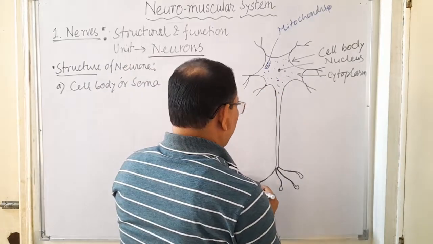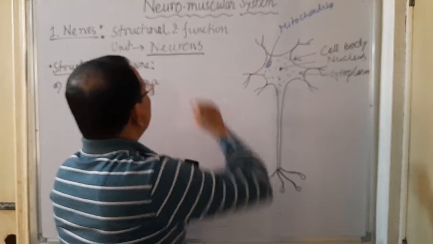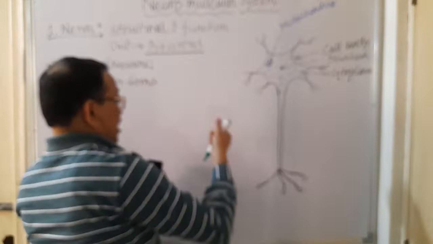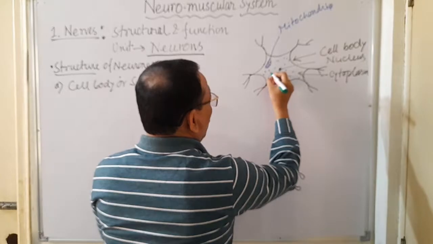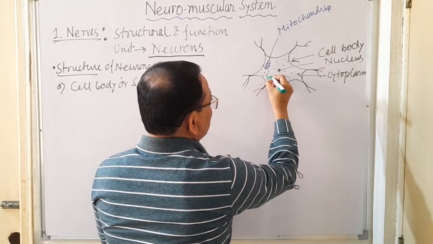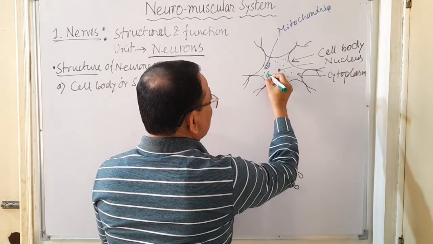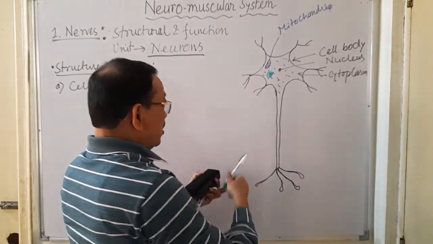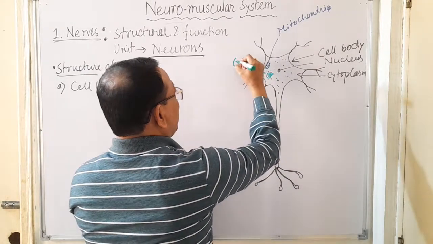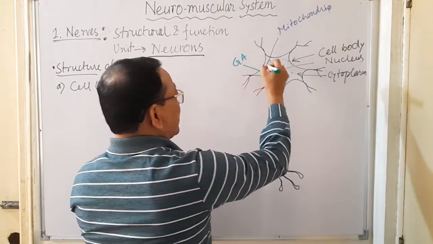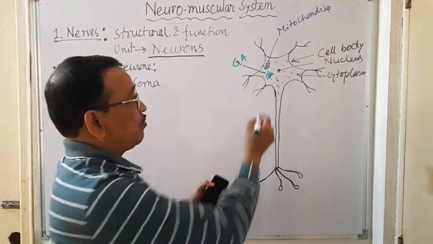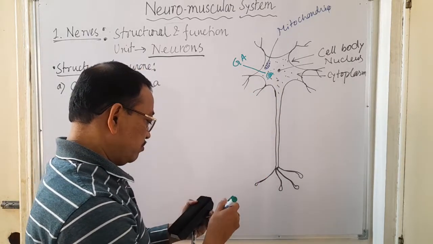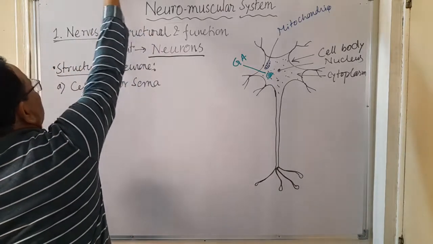Besides the mitochondria, there will be other cell organelles like the Golgi apparatus. So this is the Golgi apparatus. The Golgi apparatus is another type of cell organelle present in the cell body or soma of the neuron.